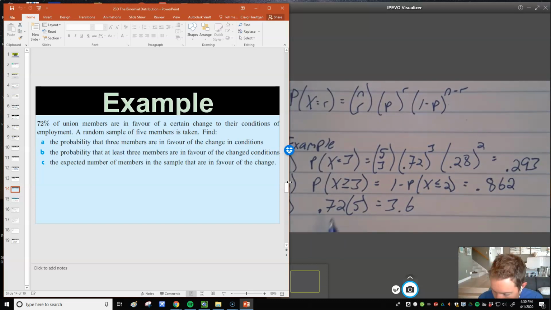And finally, part C, the expected number of members in favor of this. Remember, expected is just the probability of something multiplied by the number of trials. If there's 72% of them and there's 5 people, we would expect 3.6 of them to be in favor of whatever this is. Okay, onward we go.